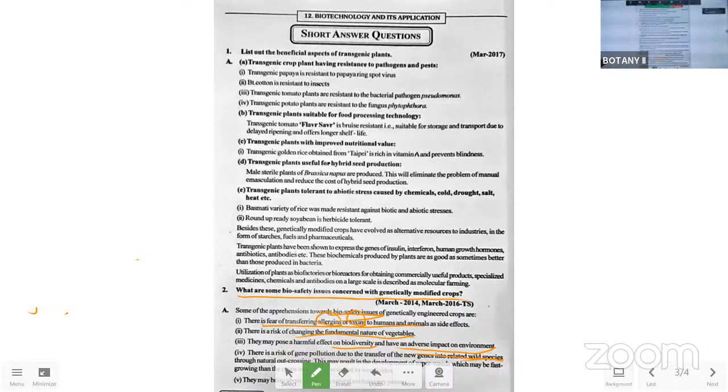These are the drawbacks. This is the biosafety issues, what we have to take care of when we are changing the gene of an organism, the gene of the plant body itself, to get the benefits through these plants.